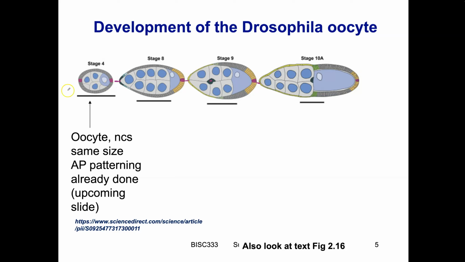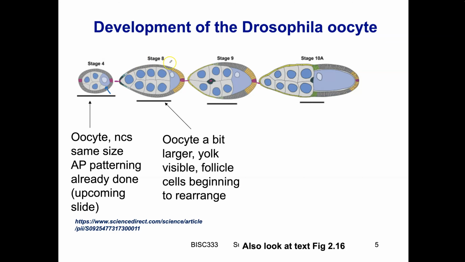Okay. And so that's the formation of the cyst, and then the follicle cells surround it. And then by about stage 4, you can see the oocyte is around the same size as the other cells. But by stage 8, the oocyte is a bit larger. It's about the size of 2 nurse cells. And follicle cells are beginning to rearrange. So there's some signaling going on in this region here that's shown by these different colors. We will be talking about this in a minute.